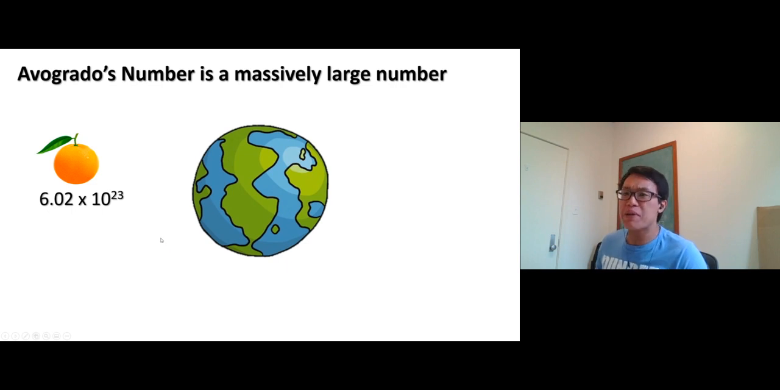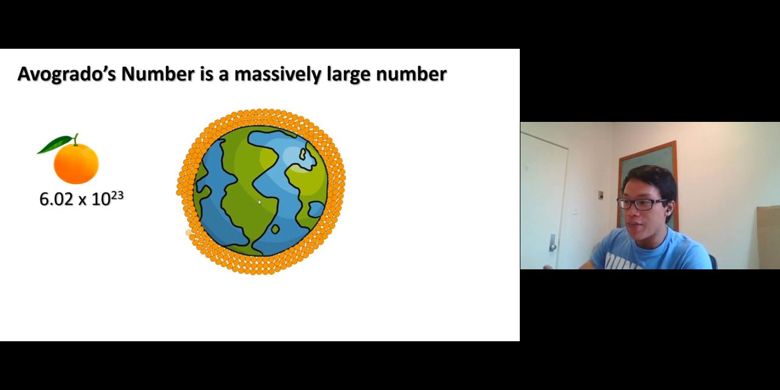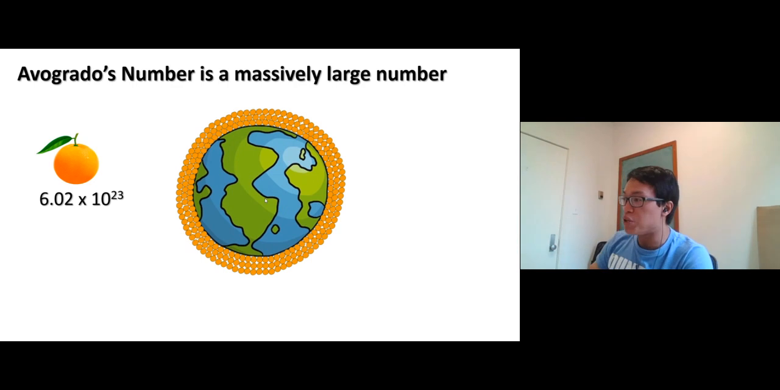Avogadro's number is a really, really massive quantity. For example, 6.02 times 10 to the 23rd oranges. This number of oranges can fill up the entire surface of Earth. Not only that, they would pile on top of each other up to the sky, about 9 miles up. That's a big number of oranges, right? So Avogadro's number is a really, really big number.